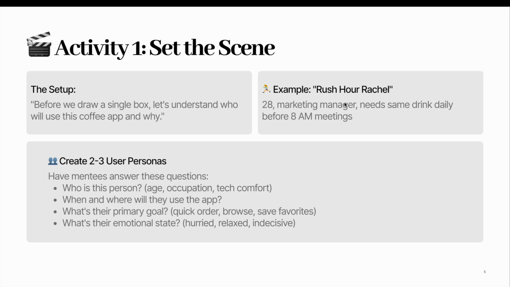One example could be that 28 is the age of that person, and she or he is a marketing manager who needs the same drink daily before 8 a.m. meetings. So we are explaining about the age, who that person is, and are they using the app every day or not, and for what purpose are they using it.